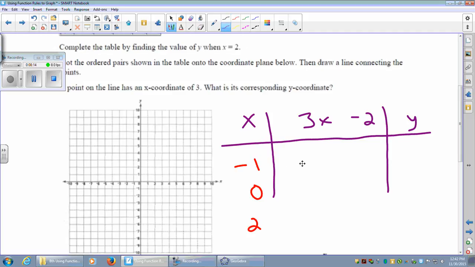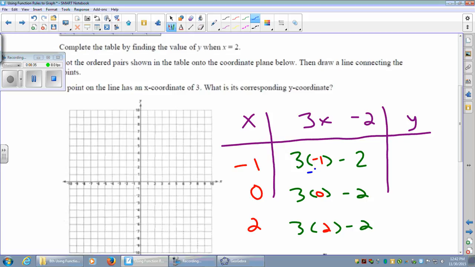So remember, the first thing I want you to do each time is rewrite your equation, but without the x. So 3 parentheses minus 2, 3 parentheses minus 2. And inside of each one of these, you're going to be placing the -1, the 0, and the 2. So now let's do the math out. 3 times -1 is -3. Minus 2 more is -5.